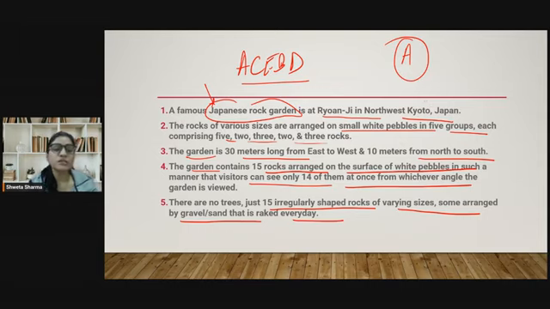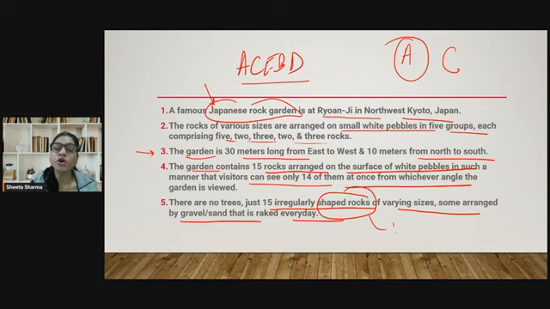Now, I can't straight away start with the rocks. What I can definitely start is talking about the garden first. So, garden is 30 meters long, east to west, and then north to south, right? So, this is what the description lies. So, we have AC. Then comes, there are no trees, just 15 irregular shaped rocks.